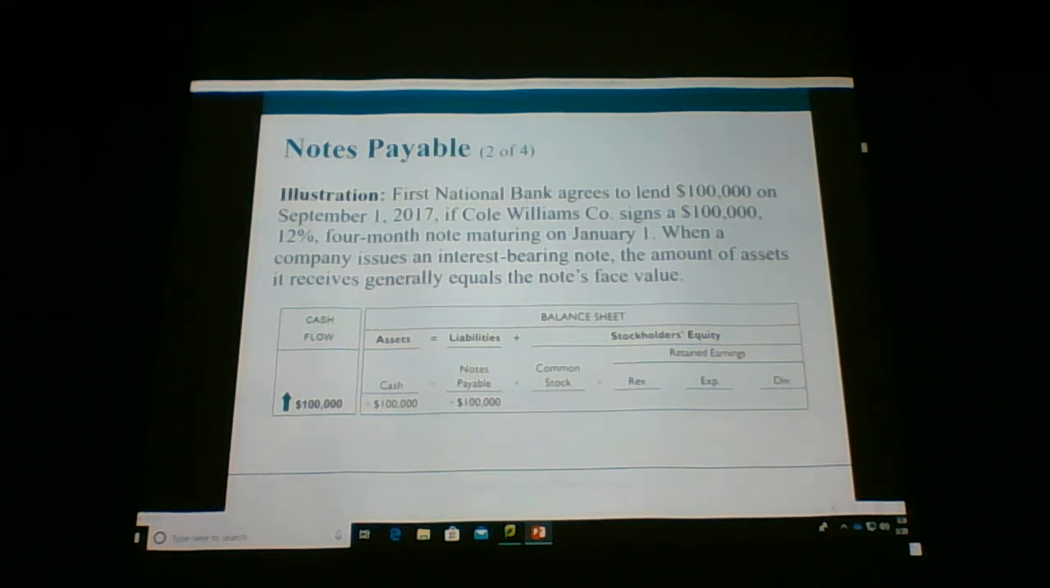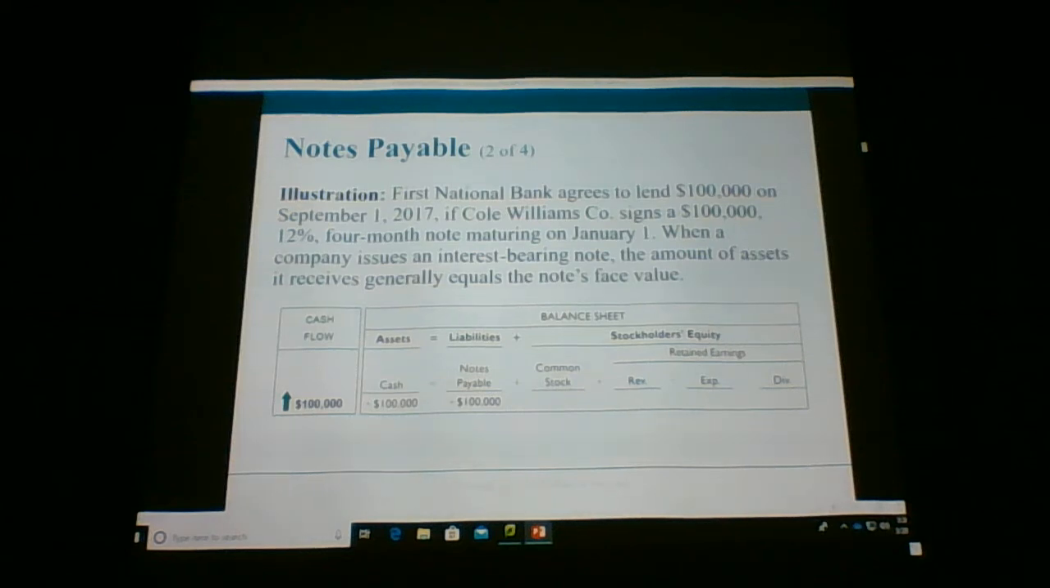All right, so here we have a little example. We have two parties to this business example. We have a lender, First National Bank, right here at the beginning, and we have a borrower called Cole-Williams Company.